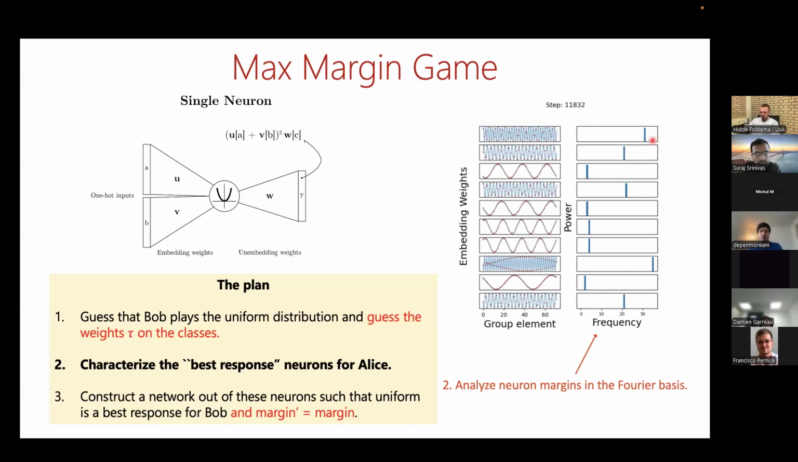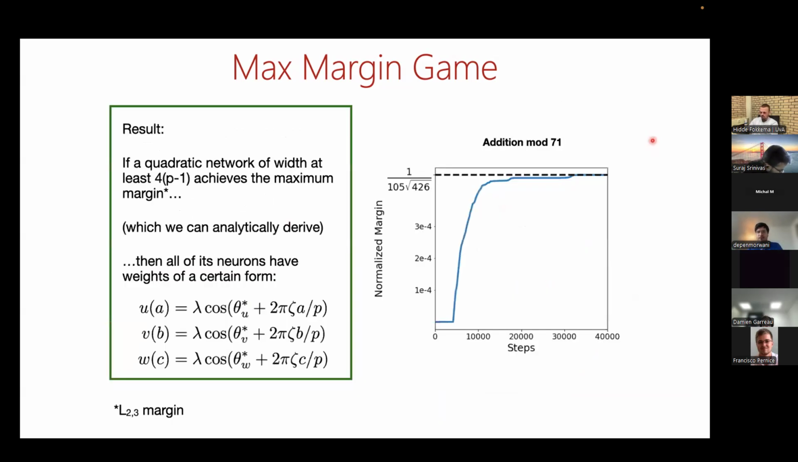Okay, let me know if this was not clear. Maybe I can show just the final result and then I'll stop for questions on this part of the talk. This is basically what we have shown in the work: if a quadratic net has a width, we require some width to construct the net. Our proof only holds if the width is greater than 4 times p, or something like order p. Then we can provably show that all neurons are of this form, they have support on a single frequency, and we can explicitly characterize the precise max margin value.